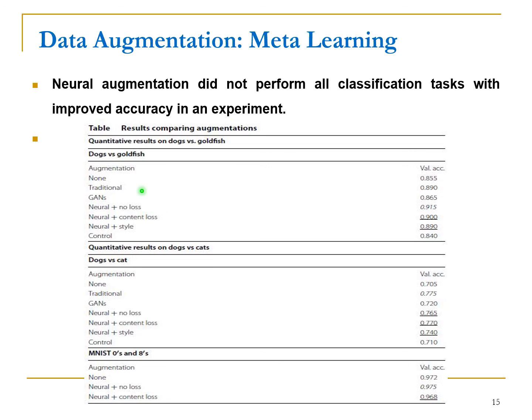The report says that in the dogs versus goldfish classification problem, the neural augmentation method gives 90% accuracy, which is good. But in cat versus dogs classification, the neural augmentation method gives 77% accuracy, which is in fact lower than other techniques. And with the MNIST dataset, this neural augmentation method does not bring any effect.